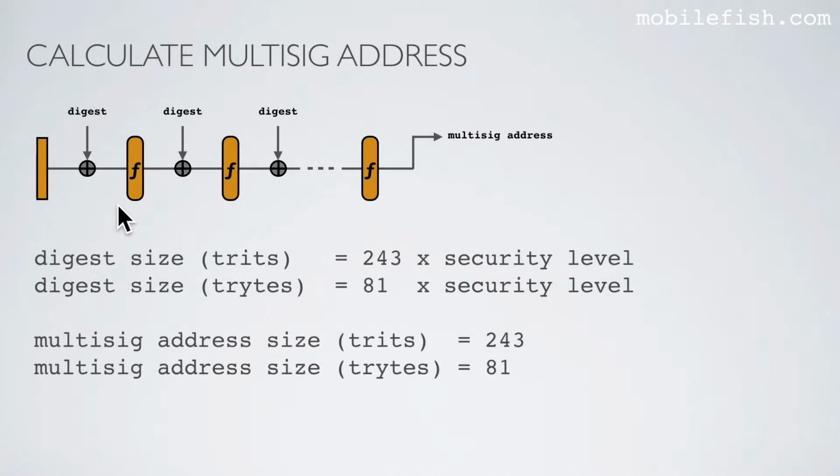This is a simplified explanation of how the multisig address is calculated, as you can see in this picture. The order of the digest is very important. In this picture you can see 3 digests, but you can add more digests. The size of the multisig address is always 81 trytes. The digest size depends on the selected security level. The size can be 81 trytes, 162 trytes, or 324 trytes.